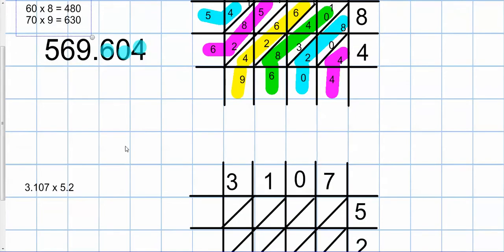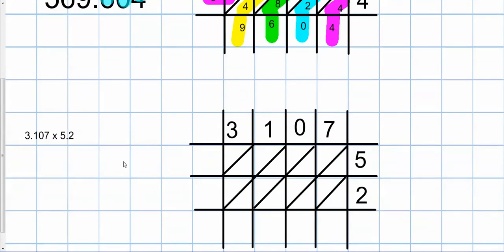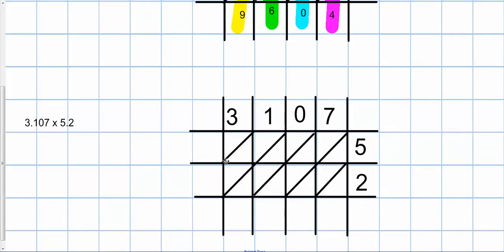Okay, so here's what I want you to do. I want you to give the video a pause, and then underneath this problem right here, I want you to draw yourself a lattice thing, and I want you to give it a try. So go ahead, pause the video, try it, and then we'll compare our answers.